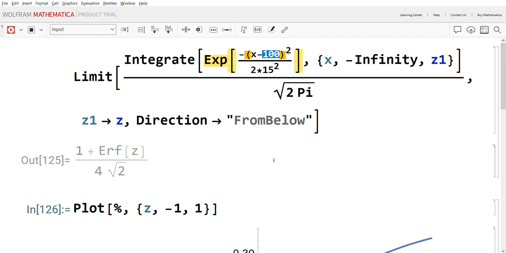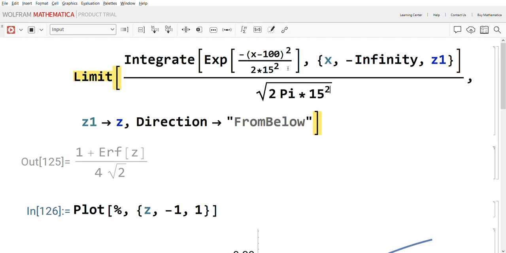And then it's multiplied out front, 1 over the square root of 2 pi times the variance. Variance is 225 for an IQ test. And so it's 2 pi times the standard deviation squared, which is 225, I think. Is that right? 2 pi sigma squared, yeah, okay.